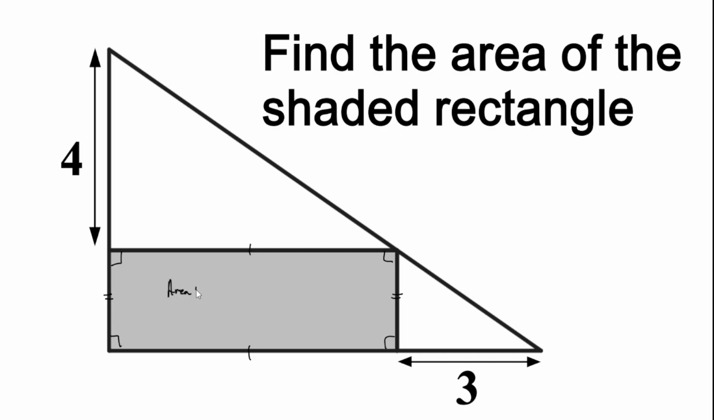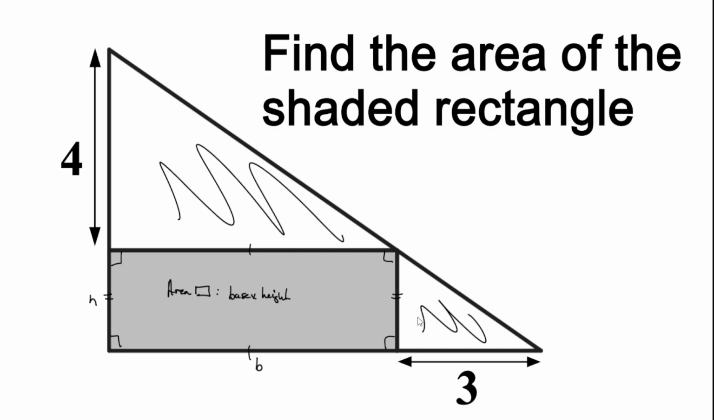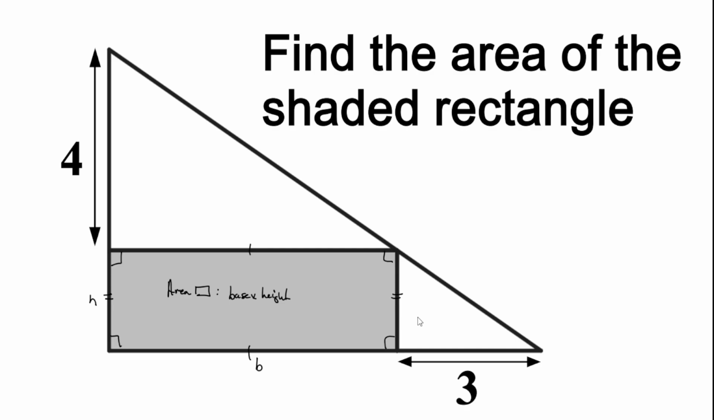So one of the simplest ways to find the area of a rectangle is to take its base and multiply it by its height. So we have the base here and we have the height. Now, if we were to take a closer look at these two triangles here, well, they look similar to each other. What does that mean? That means they have the same shape but of different sizes.